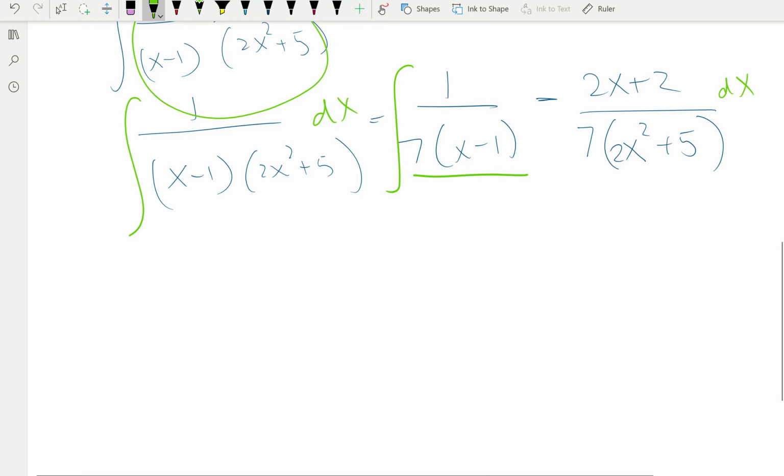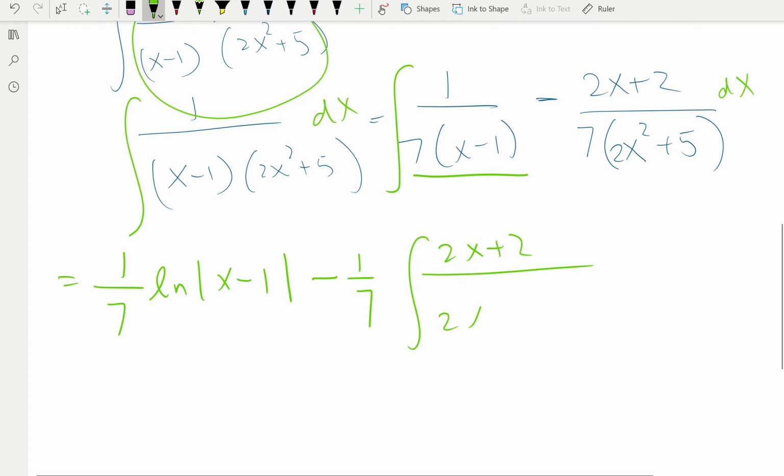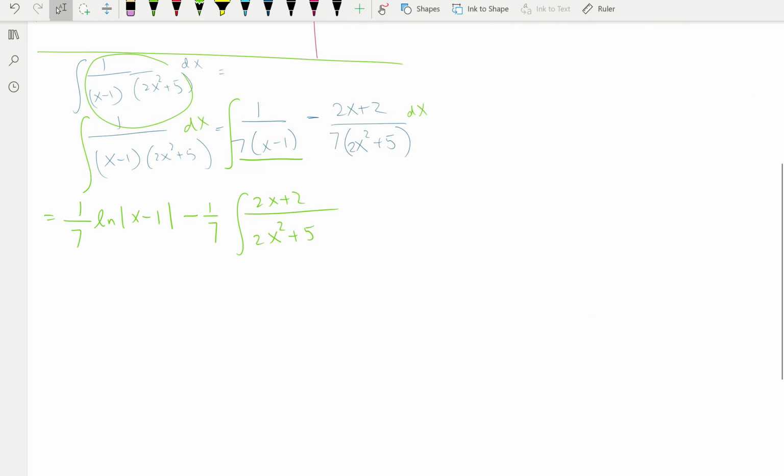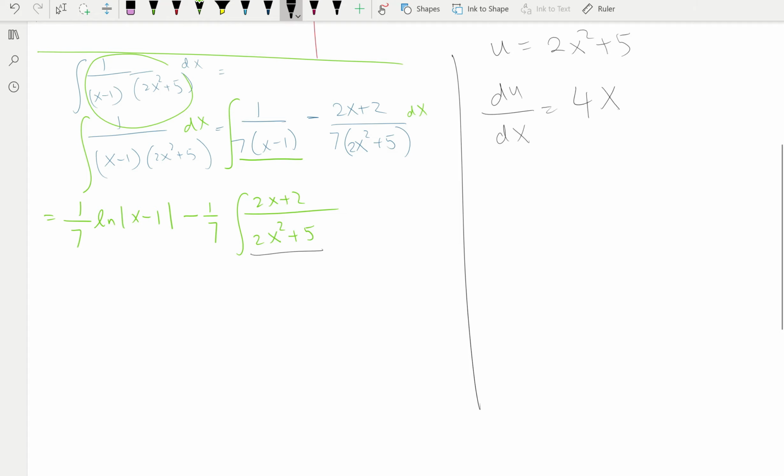So let me do this fast. So if you integrate the first part, we know what we get is 1 over 7 natural log absolute value of x minus 1. So now we want to integrate negative 1 over 7 times 2x plus 2 over 2x square plus 5. Okay, so we use integration by substitution here first, right? So if you use integration by substitution, our u is going to be 2x square plus 5. Okay, we have an irreducible factor here. So du over dx is 4x, right? Okay, so we have this plus 2 as an obstacle.